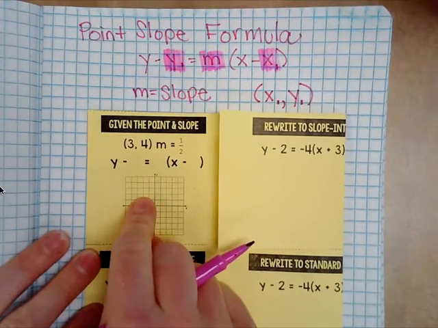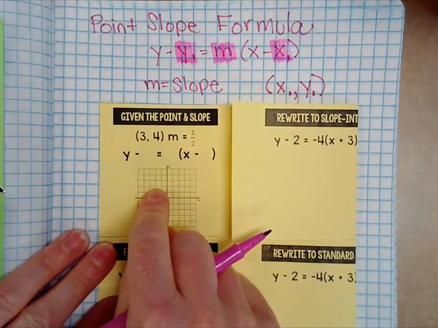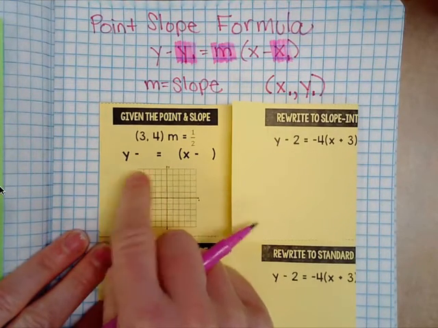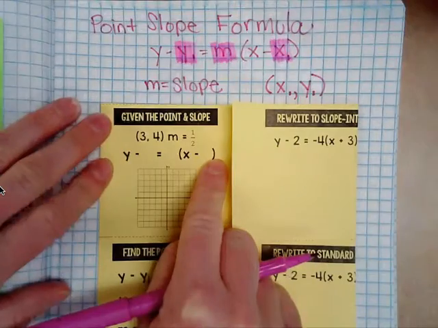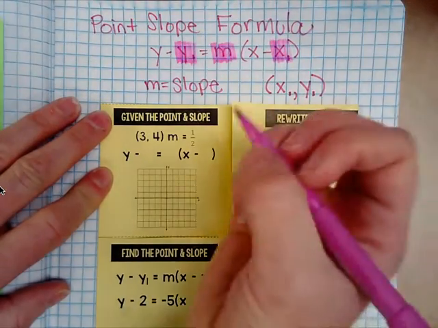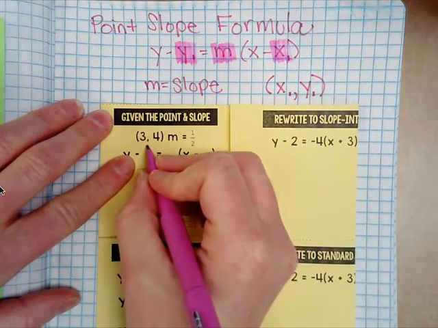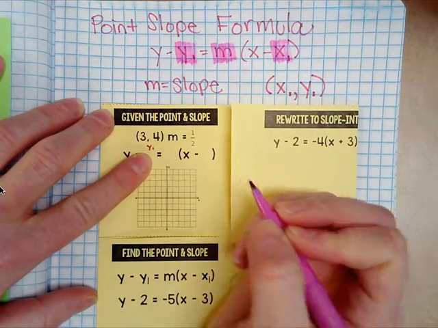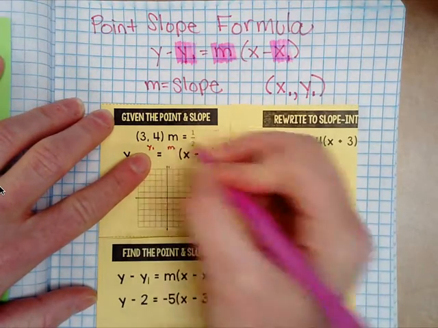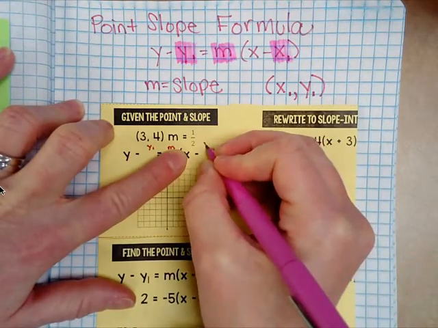So let's look at our first problem here. Given the point and the slope, we are going to write in point slope form. So let's plug in what we know. So remember, right here is going to be a y1. So I'm going to put that right here. Right here is going to be the m. And right here is going to be the x1.